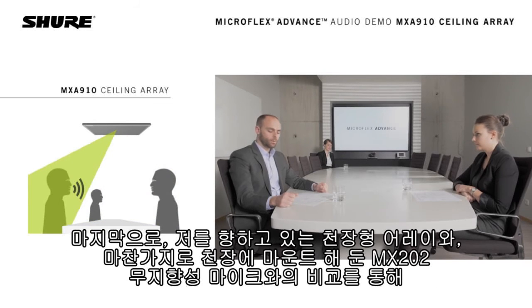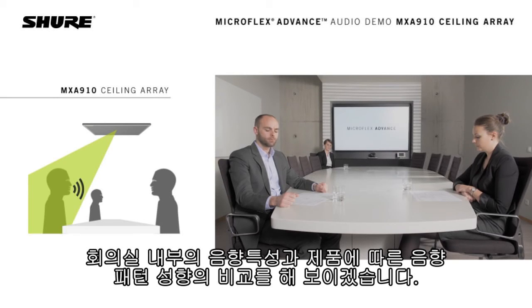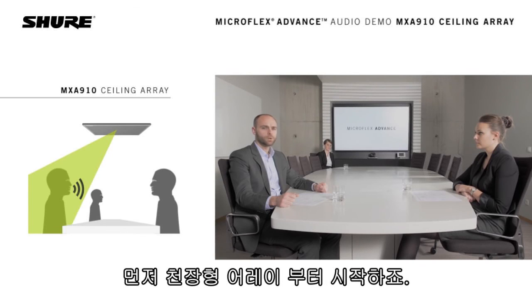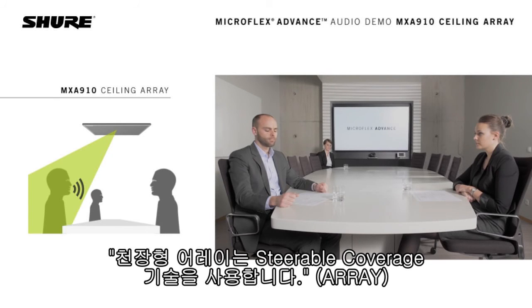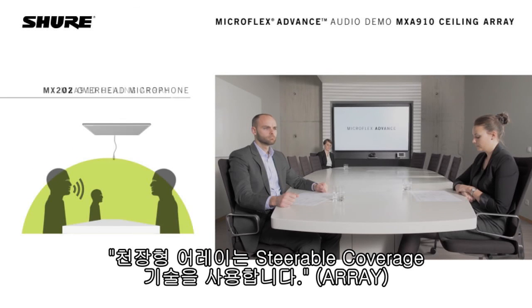And finally, we will now switch back and forth between the Shure ceiling array with one lobe pointed at me and a ceiling-mounted MX202 omnidirectional microphone to visualize the different pattern behaviors and room acoustics. We will start with the ceiling array. The ceiling array uses steerable coverage technology.